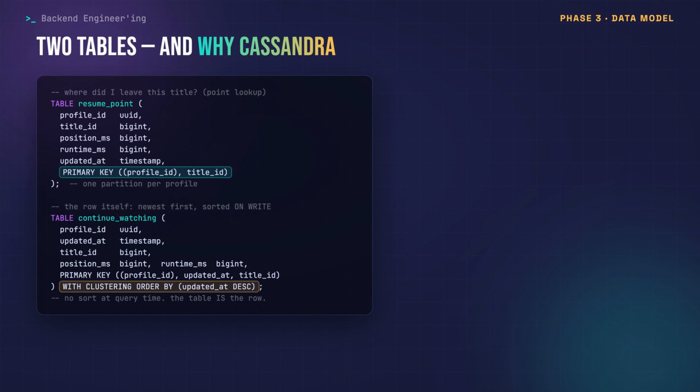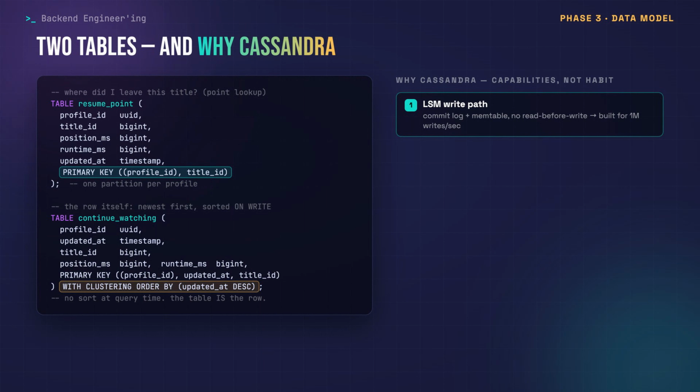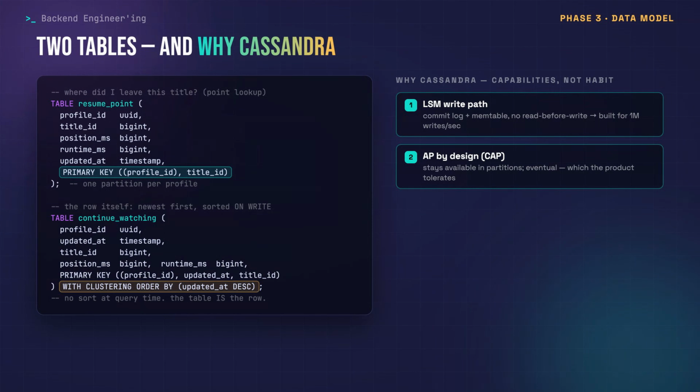So why Cassandra? The answer is never brand loyalty, it's its capabilities. One, the write path is an LSM tree. Writes hit a log and memory. No read before write. Exactly what a million writes a second demands. Two, it's an AP store. In CAP terms, it stays available during a network partition and accepts eventual consistency. Three, it scales linearly. You grow by adding nodes. There's no single primary to outgrow.